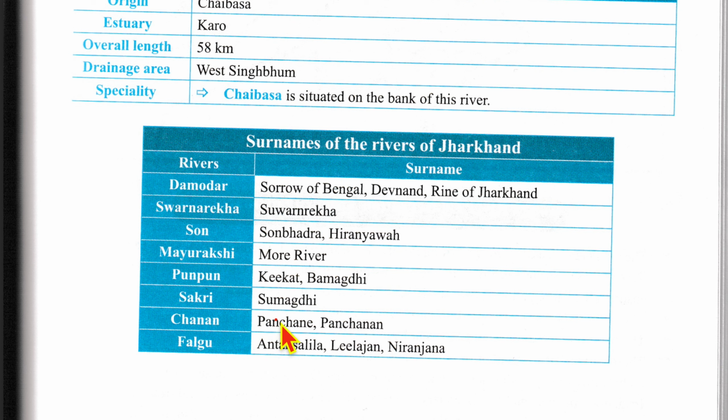Chanan is Panche and Panchnag because of 5 streams. Falgu is Anant Shila, Lilajan, Niranjana.